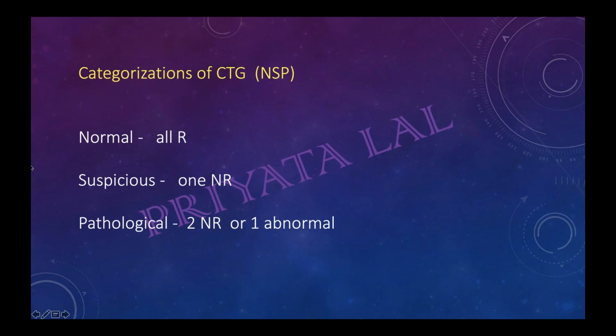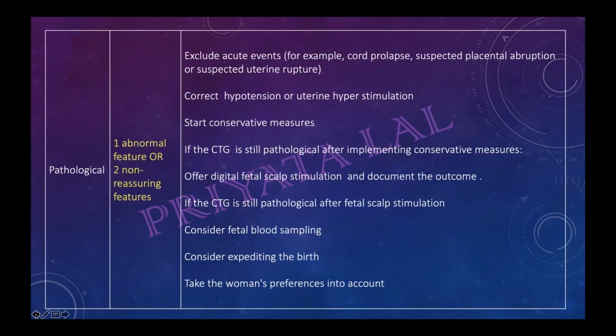So please, when to choose fetal scalp stimulation. If they say CTG was pathological and we have started conservative measures, but it is still pathological, and they ask you the next step, then your answer will be fetal scalp stimulation. Have I answered your question?